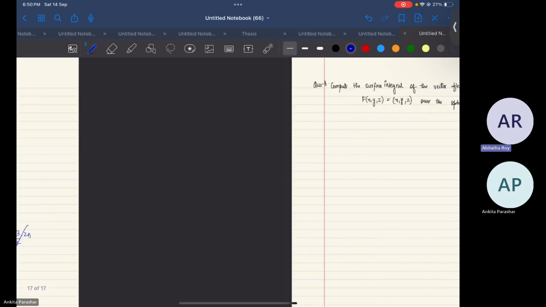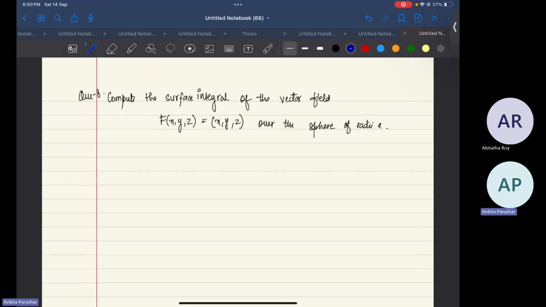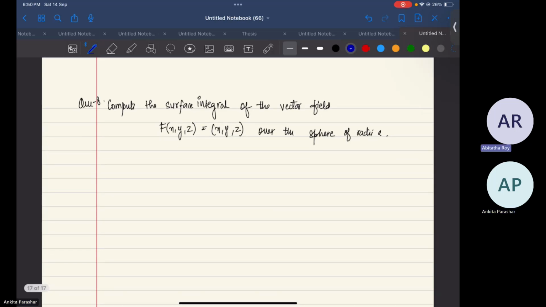Okay, let's just do this last question and then we will conclude the session. We have to find again the surface integral of a vector field over the sphere of radius a. The region is a sphere. If I ask you what is the boundary of a sphere, boundary.